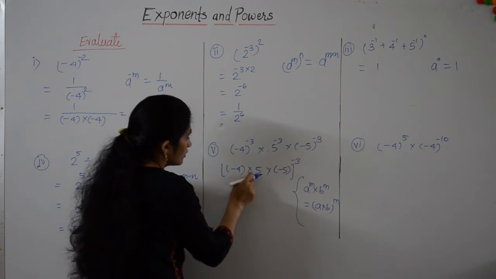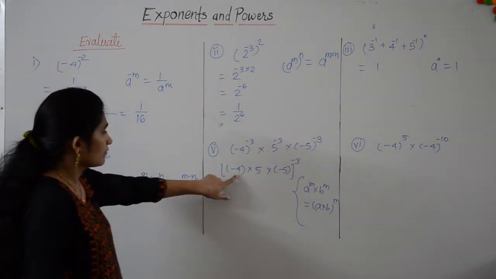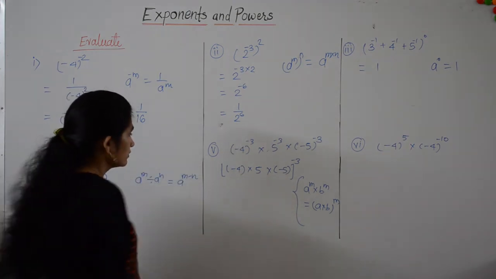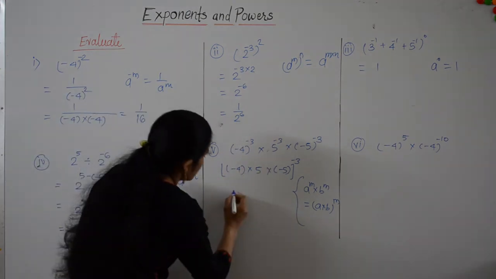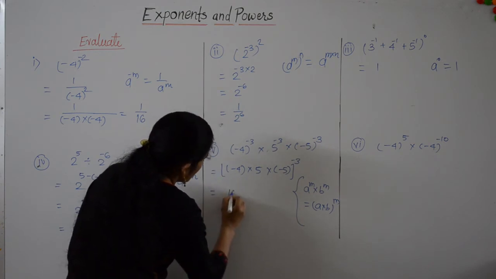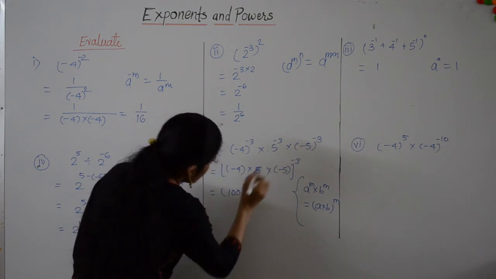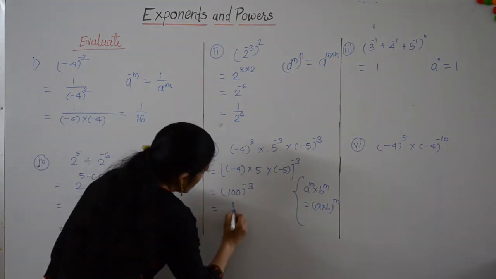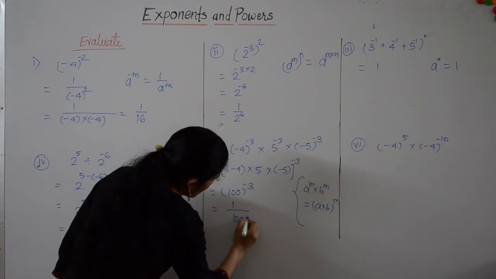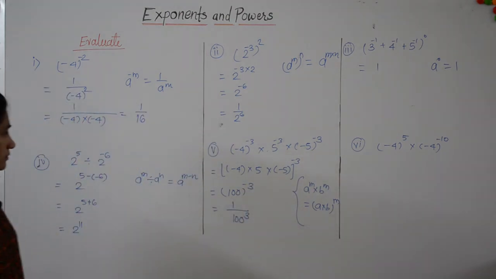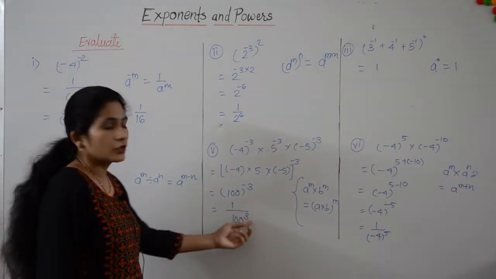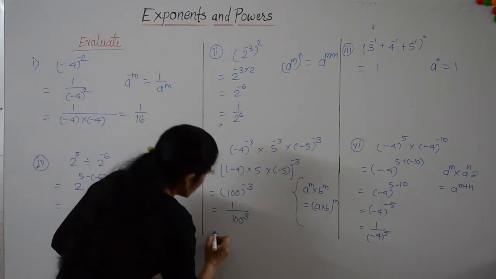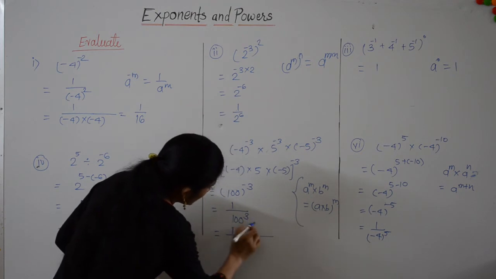So now you can multiply them. Minus 4 into 5 is minus 20. Minus 20 into minus 5 is 100, and minus minus will become plus. So this is 100 raised to minus 3. Again you have to convert this into positive. So take reciprocal, 1 upon 100 cube. You can keep it as it is or you can solve it, 100 into 100 into 100.